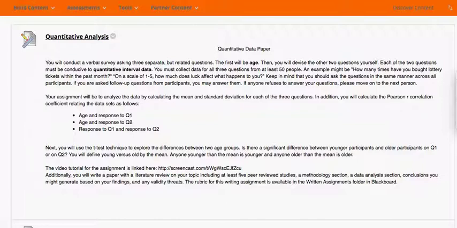Then lastly, we're going to be doing a t-test to see if we see any differences between the two age groups. What we're going to be doing is breaking up the 50 participants based on the mean into the younger group and the older group, and we'll be doing a t-test. Do the younger versus the older people differ on how many lottery tickets they buy in a month? Do they differ on how much they believe luck influences what happens to them?